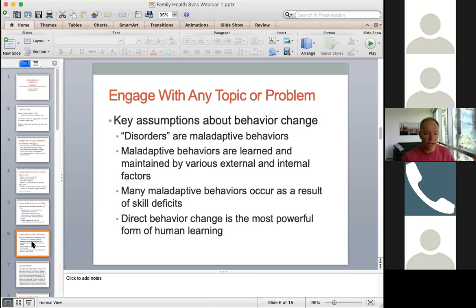There are a few key assumptions about the nature of your work, about the nature of behavior change in patients that are really important, really helpful to have if you're going to jump in and help with whatever a patient's coming in for. One helpful assumption is that what we call disorders, so substance use disorder, depressive disorder, personality disorder, are really maladaptive behaviors, okay? They're not diseases that we catch by being sneezed on.